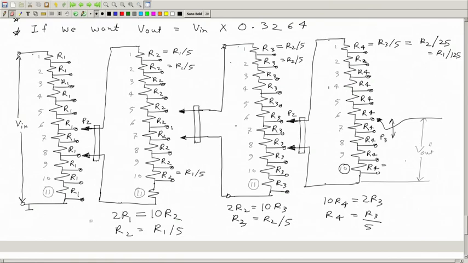Okay. So this is how the resistances should be, and note we should have 11 resistances in the first, second, third, in all stages except the last stage. The last stage should have only 10 resistances. Okay, this is another important fact.